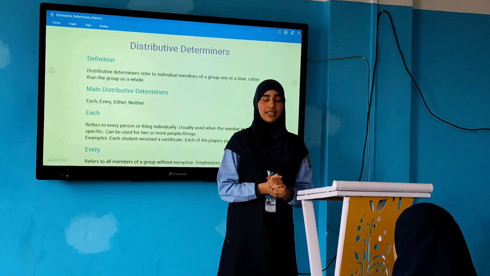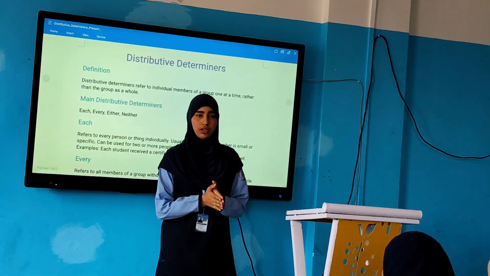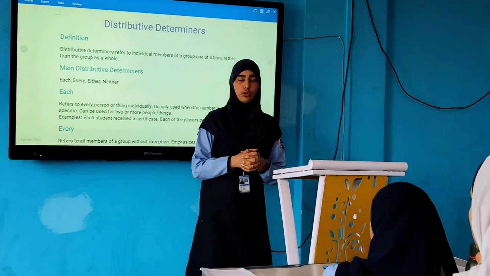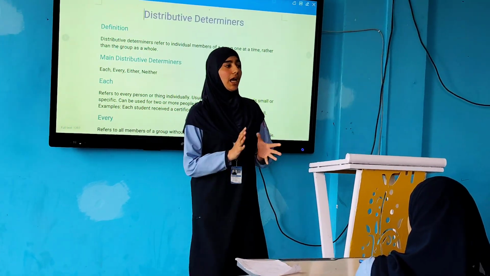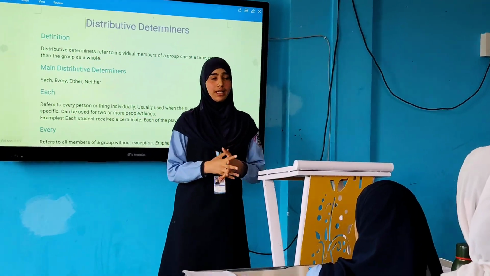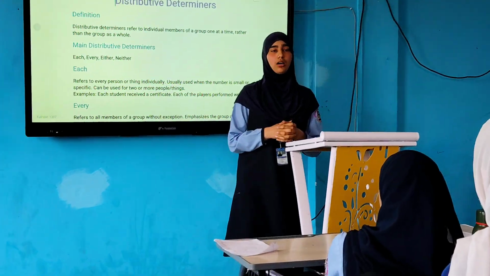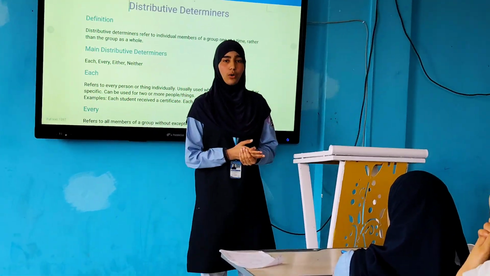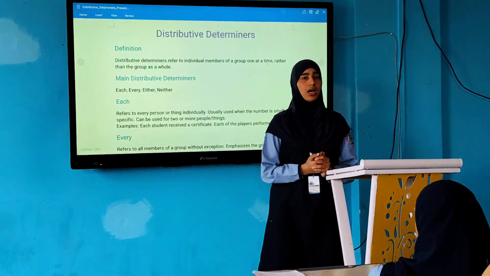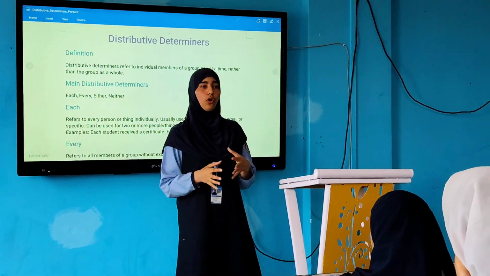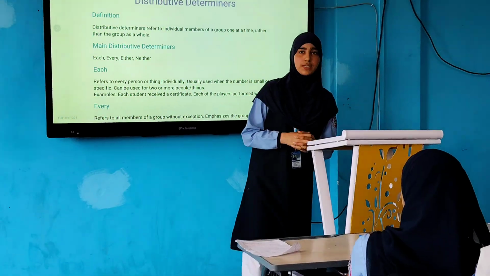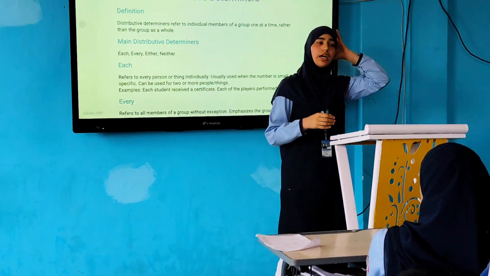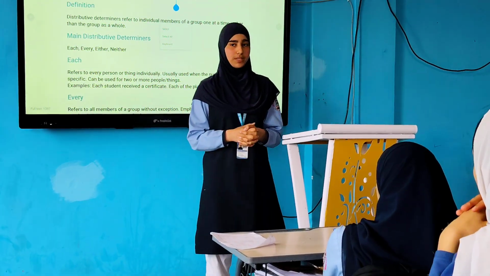Now, starting with each, it is the type of determiner which refers to the members of a group separately. It is used for two or more things, and it is immediately followed by a single noun and a singular verb. Actually, all distributives are followed by singular nouns and singular verbs. Talking about each, it refers to the members of the group separately.